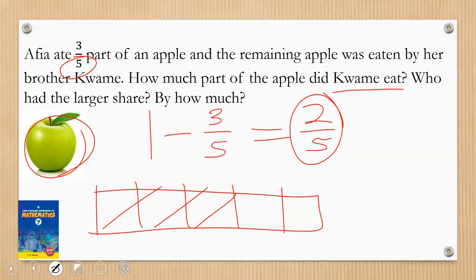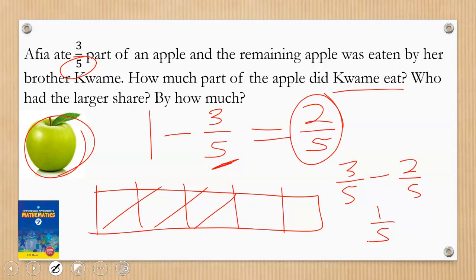And they said we should compare this. Which of them ate more? You can see that if she ate 3/5, it means that she ate most of the apple, right? And by how much did she eat more? We want to look at the difference between the two. If she ate 3/5 and the brother ate 2/5, if you subtract, we have 1/5. That means she ate 1/5 more than what the brother ate.